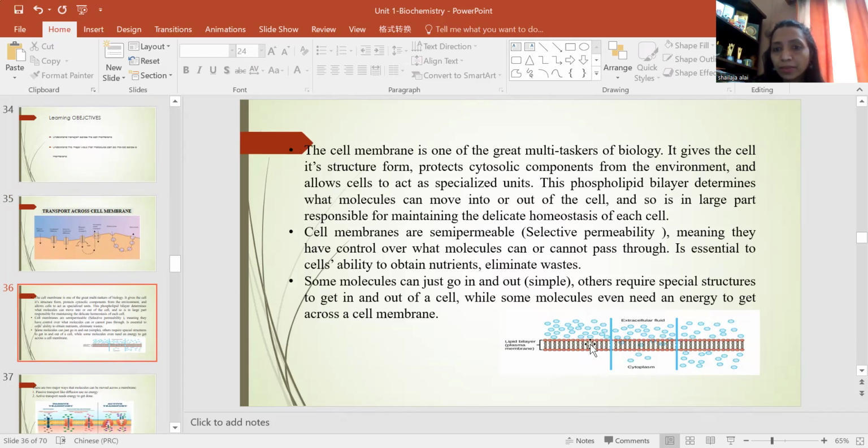They are semi-permeable. It means they are not permeable to all materials. As you can see in the picture of a cell membrane here, they have control over which molecules can pass through. Some molecules can simply pass through the cell membrane, but some molecules need some kind of carrier materials to carry them from one side of the cell membrane to the other.